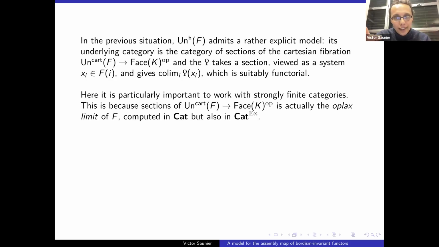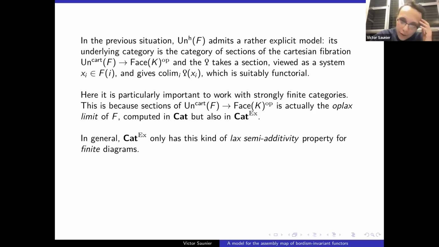The reason this works is a very nice phenomenon. This category of sections is actually the oplax limit of f. I've told you about oplax colimits and how they were annoying, that oplax colimits of stable categories weren't necessarily stable. Well, the limit case is much better behaved. Oplax limits computed in cat or in cat x are the same. And it's this two-categorical phenomenon that's very similar to the fact that pullbacks of stable categories are stable even when they're computed in cat.